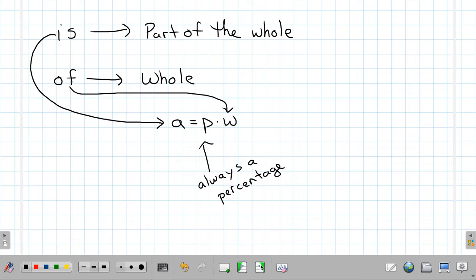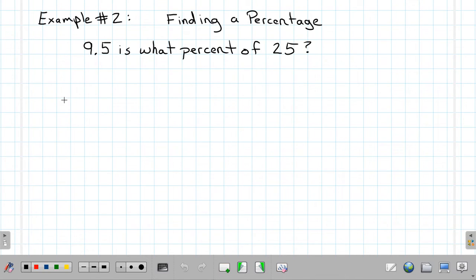Okay. So let's go ahead and go on to the next example. Example 2. In this case, this is the type of question where we need to find a percentage. So the question we're asked here is 9.5 is what percent of 25? So the same kind of thing. Let's write out our equation. A is equal to P times W. Well, once again, 9.5 is. So in this case, 9.5 is going to be our part.